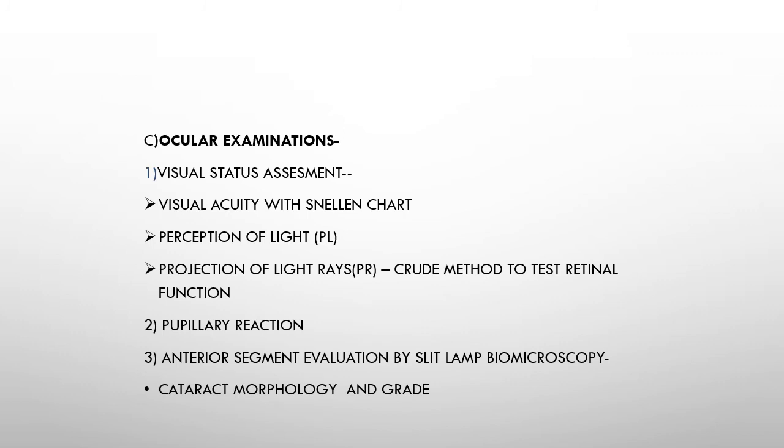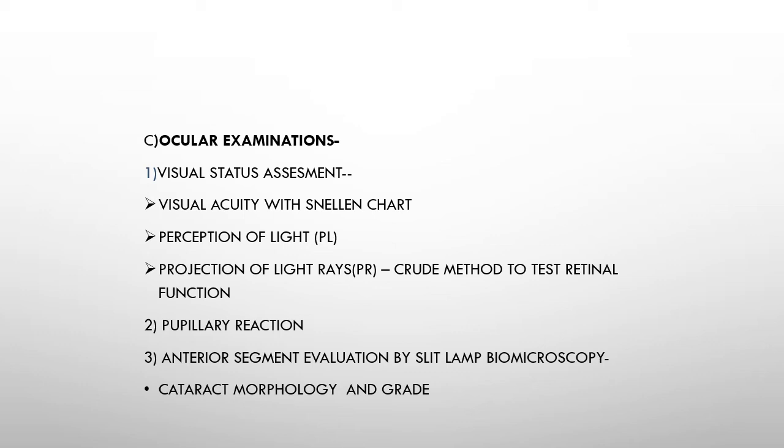After the systemic examination, ocular examination is to be done. First and foremost will be the visual status assessment. The visual acuity with Snellen's chart is done. If the patient is not able to read the last line, that is the vision is less than 6/60, then counting fingers is to be done. After that, the perception of light and projection of rays is to be done. These are the crude methods to test the retinal function also.